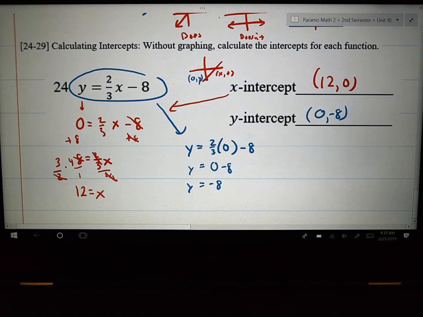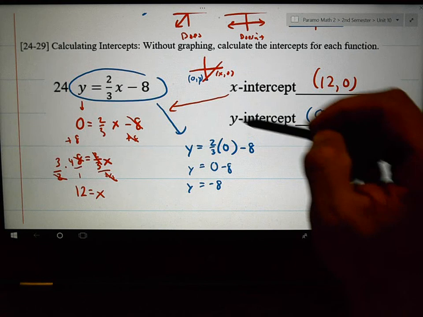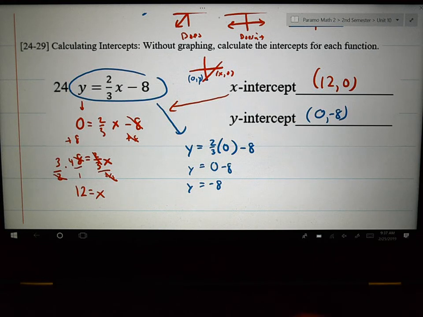So if you ever want to figure it out mathematically, plug in a 0 either for the x or y, and that will let you know. I did the x-intercept in red and the y-intercept in blue. I'm going to end your notes right there.